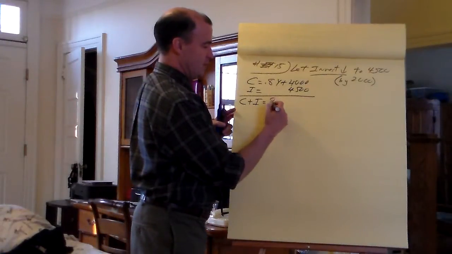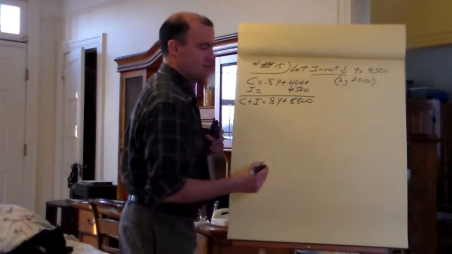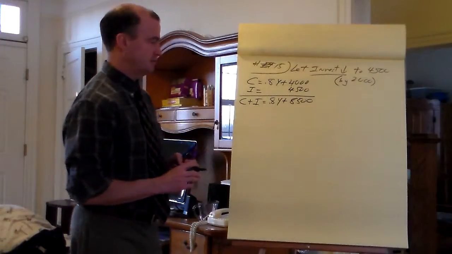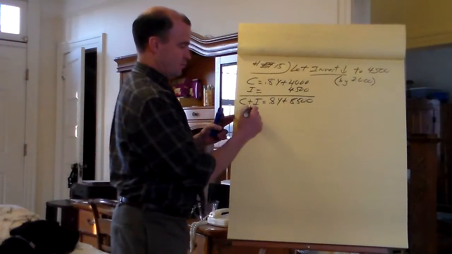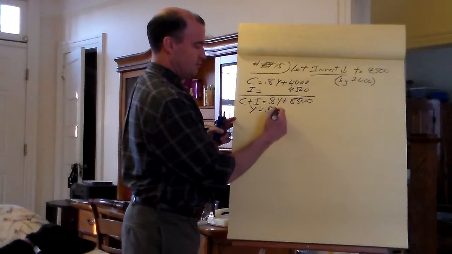C plus I is 0.8y plus 8,500. It used to be 10,500. Now the autonomous spending is 8,500. All right? Y replaces C plus I. That allows us to do the algebra.